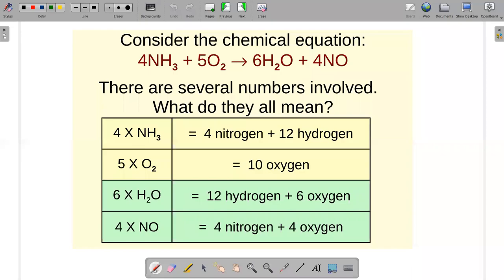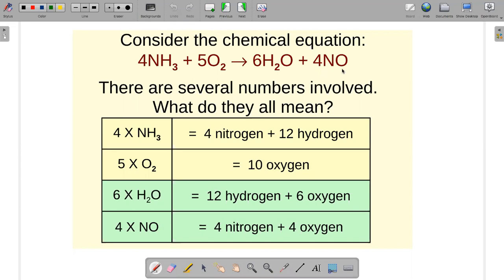There's a ratio of the number of chemicals in the equation. And the ratio is for every 4 ammonia, you need 5 oxygens, and you get 6 waters, and you get 4 nitrogen monoxides.